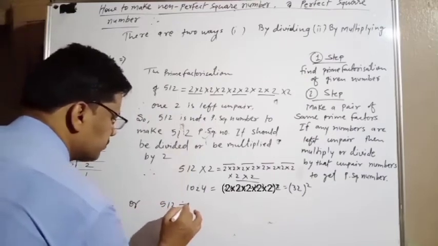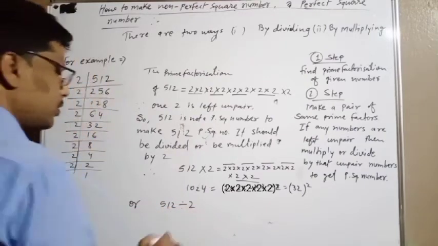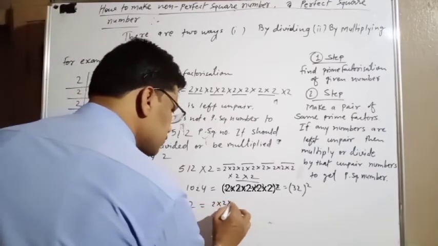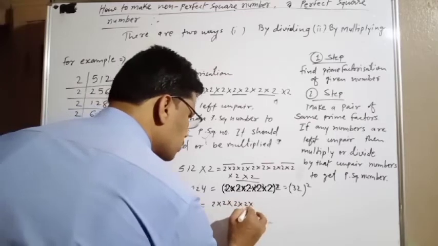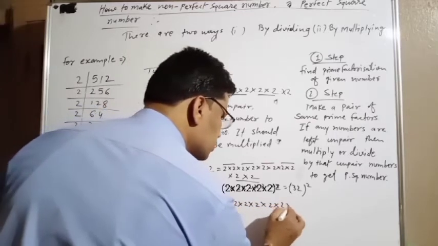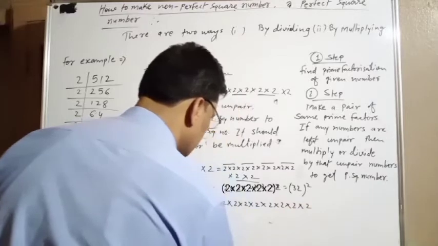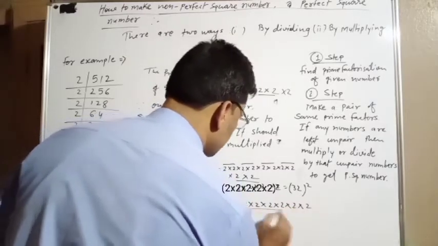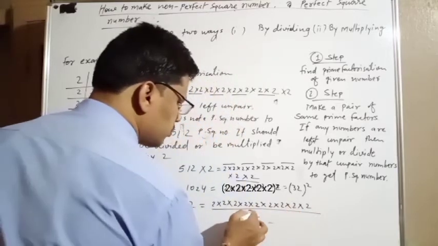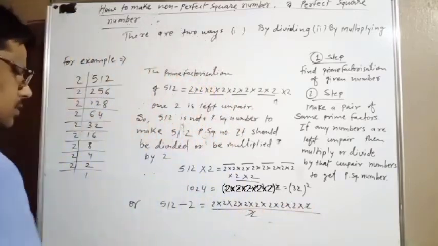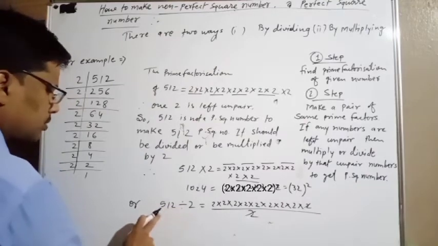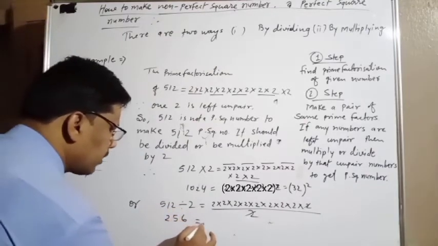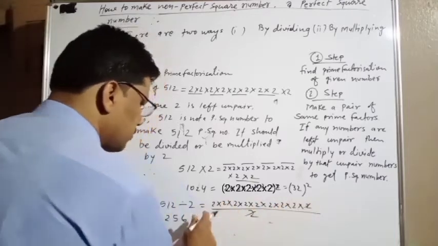Here, one more thing. If you divide 512 by 2, okay, if you divide by 2, here 2 into 2 into 2 into 2 into 2 into 2 into 2 into 2 into 2, 1 2 3 4 5 6 7 8 9. Now you have to divide by 2. If I divide by 2, I will write cancel here. When you divide, what is left here? One 2 is canceled.